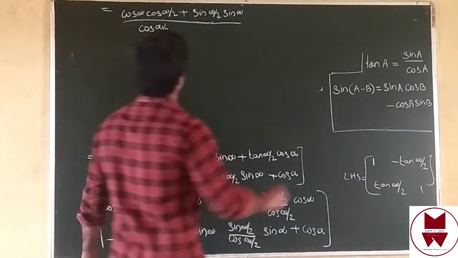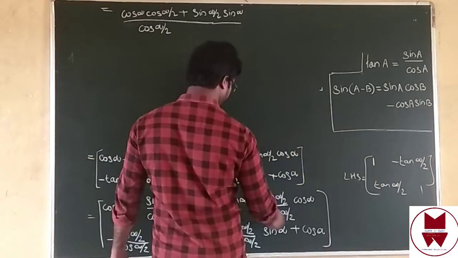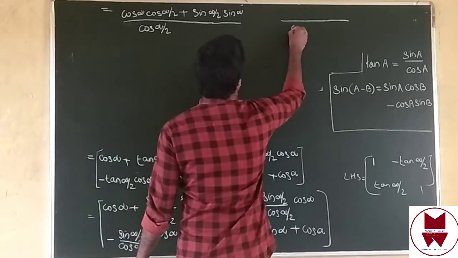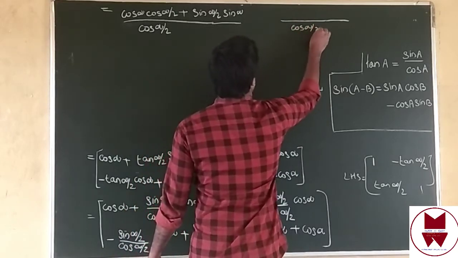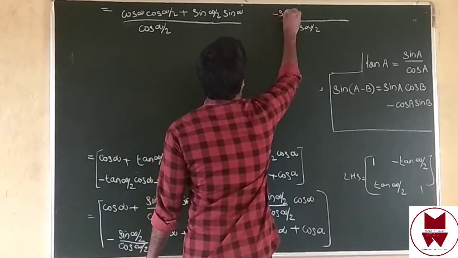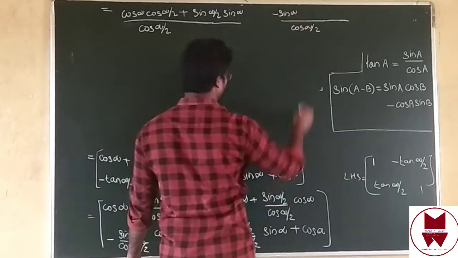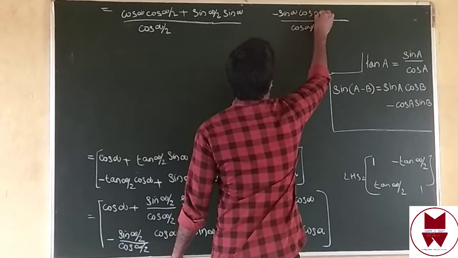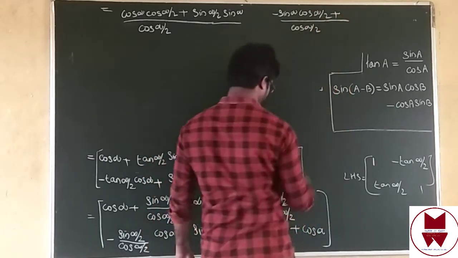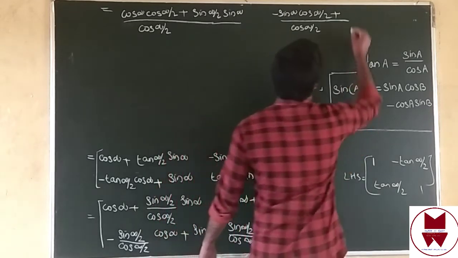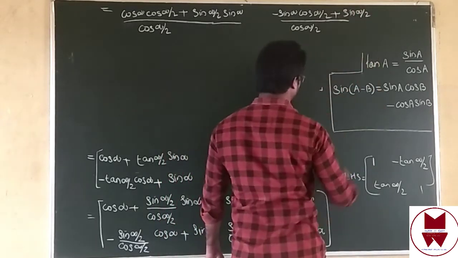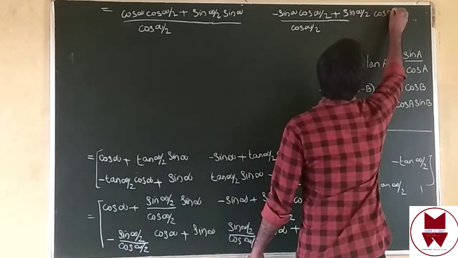Then in here also take LCM. We can write LCM is cos alpha by 2, cos alpha by 2. Then this 2 multiple, that is minus sin alpha cos alpha by 2, cos alpha by 2. Then plus sin alpha by 2 cos alpha, cos alpha.